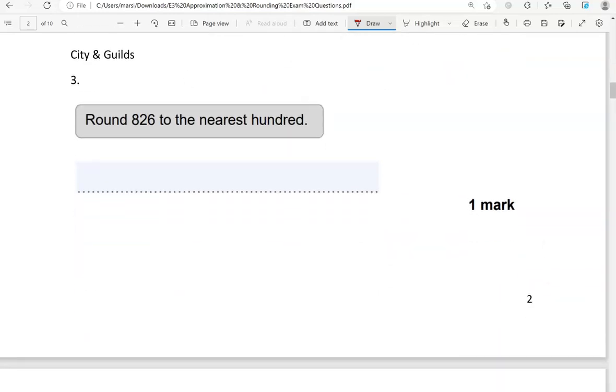Round 826 to the nearest 100. So 826, 8 represents the hundreds. So this sits in between 800 and 900. But looking at the 2 there, that's quite low. So we're going to round it down. It's below 5, so we're going to round it to 800.